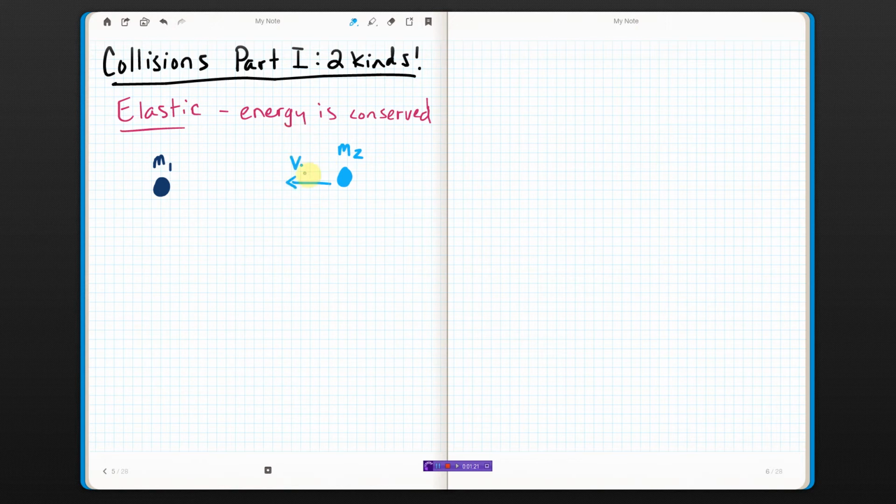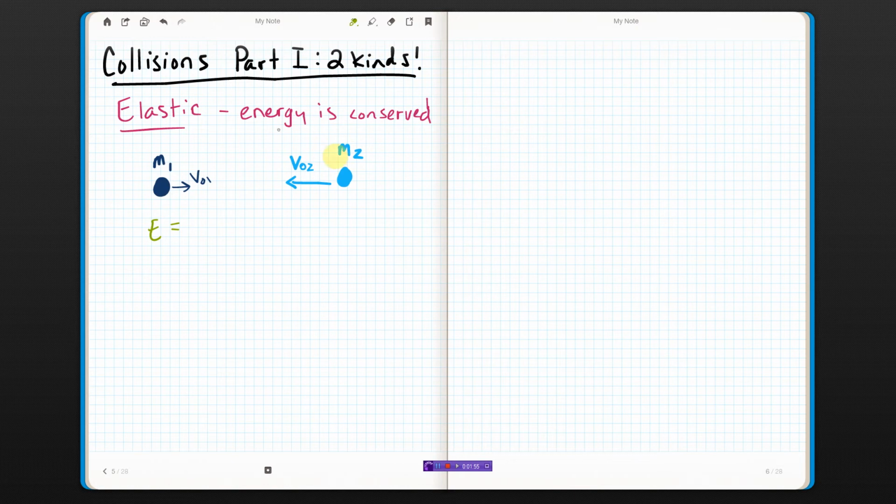I'm going to call this initial velocity of number 2. And then this one's going to be slower, and we're going to call that initial velocity of number 1. So let's say they're heading toward each other, and their kinetic energy is conserved. When they hit each other, the energy might be rearranged somehow, but I'm going to have the same total amount. So E is not going to change, it's going to be constant.